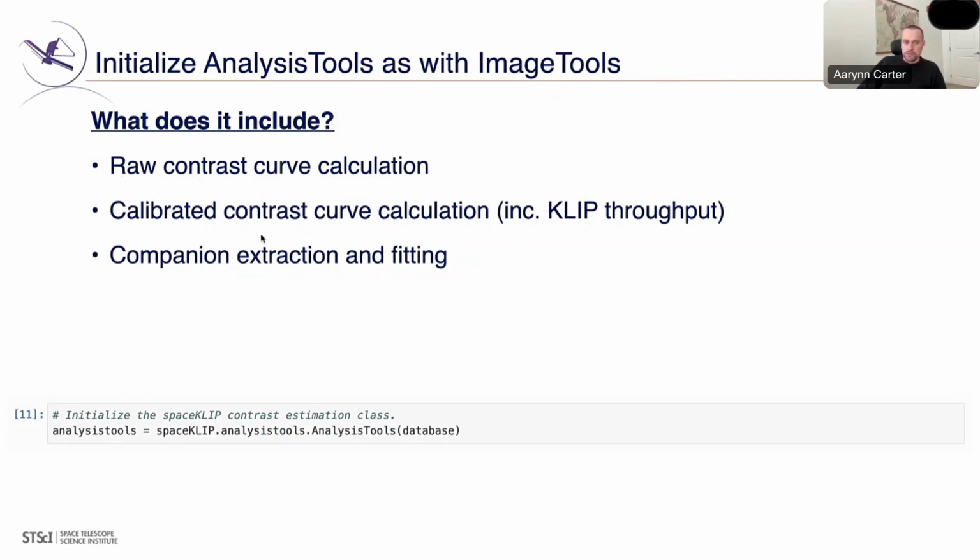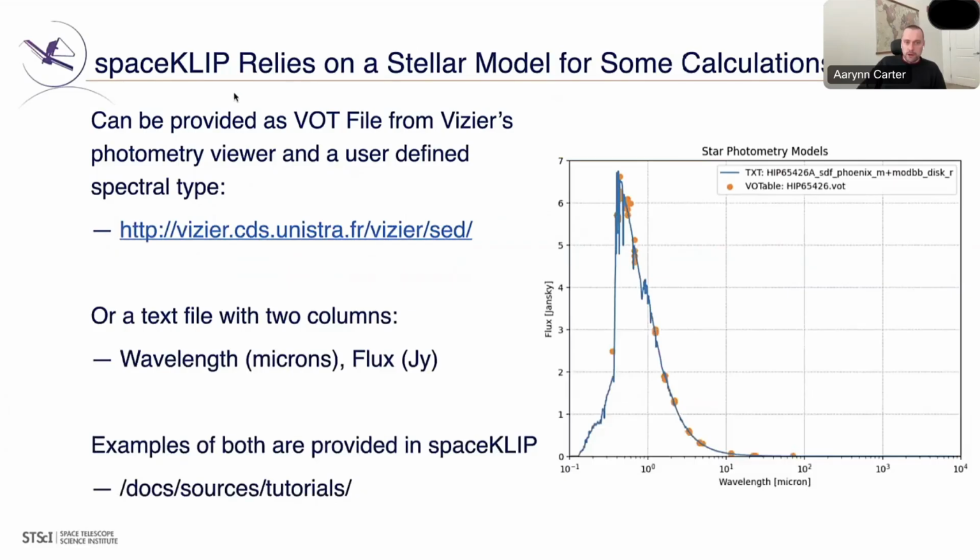It lets you do contrast curve calculations and companion extraction and fitting. Importantly, this stage relies on a stellar model. This can be a VOT file from the VizieR photometry viewer, at this link, or your own stellar model with 2 columns of wavelength in microns and flux in Jansky. Examples of both are provided in spaceKLIP in the sources and tutorials folder. I also got you to copy it over on the platform, so if you're using the platform, you should already have it if you followed those commands I said.